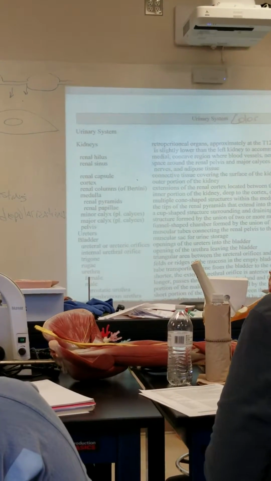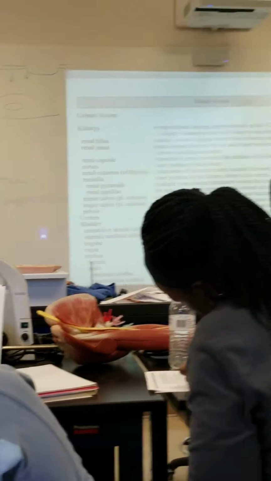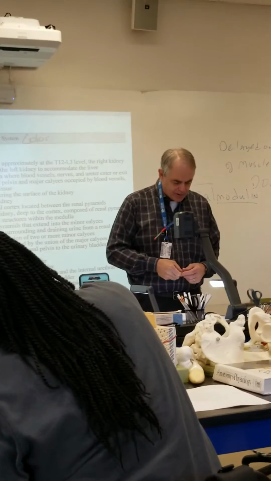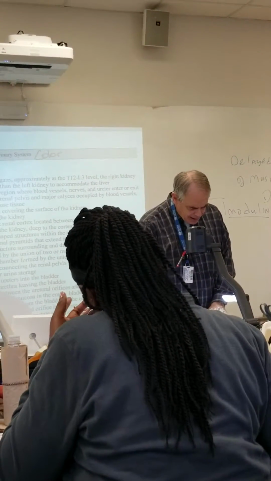Okay. We've already done the ureters. Now this should say urinary bladder. That's a mistake. Bladder is a generic term. This is not a generic term. This is a specific bladder. So it is the urinary bladder.